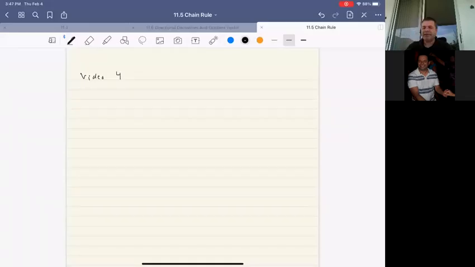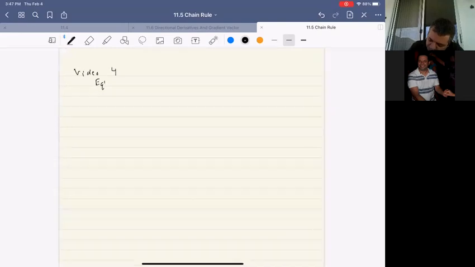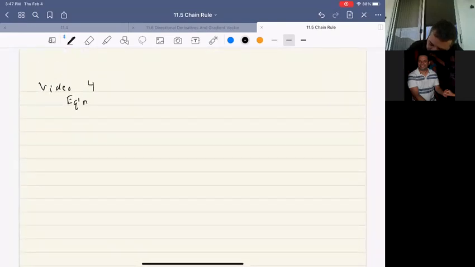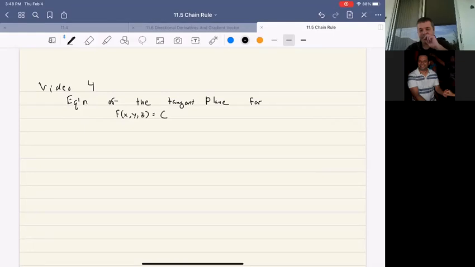So this next thing is actually an 11.6, but I don't understand why. So we're going to do it now in 11.5, okay? We're going to look at the equation of the tangent plane for an equation of the form f of x, y, z equals some constant, okay?